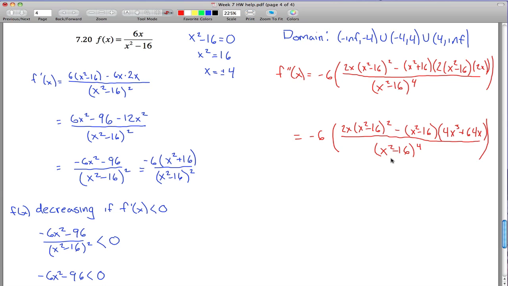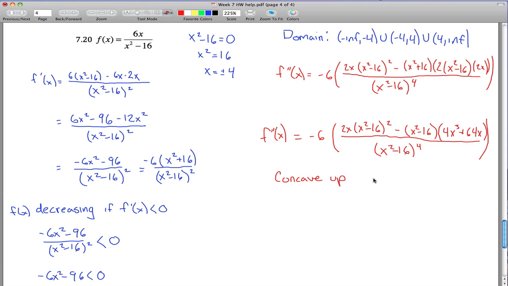The reason I left this x squared minus 16 by itself is because we've got x squared minus 16s over here, here, and here. Maybe this is a good spot to leave the second derivative. We'll call this f double prime of x. And we'll start working on one of the problems. Maybe where is this, I don't know, concave up?